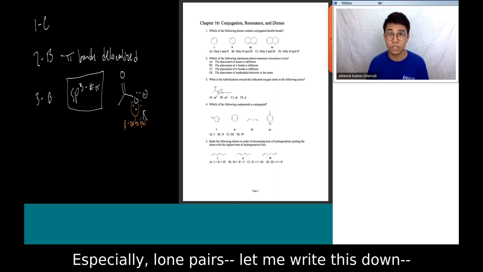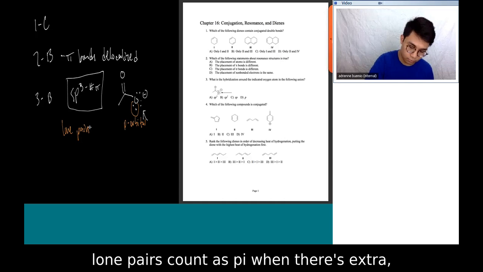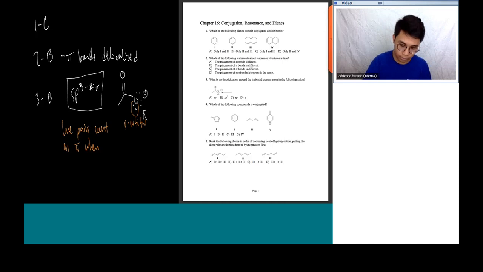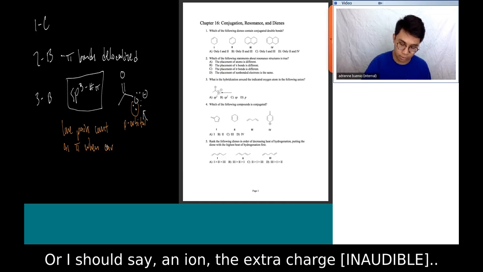Lone pairs, especially lone pairs. Let me write this down. Lone pairs count as pi when there's extra, right? Like in this case, there's an ion, right?